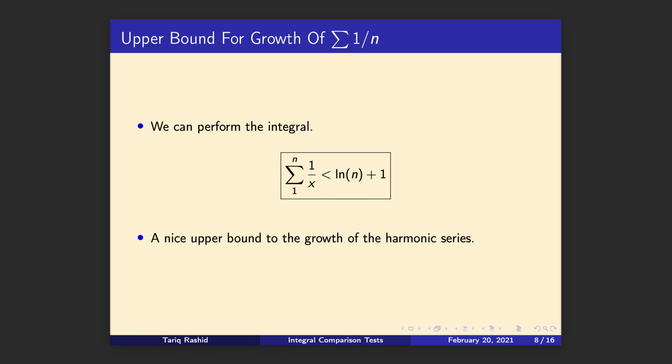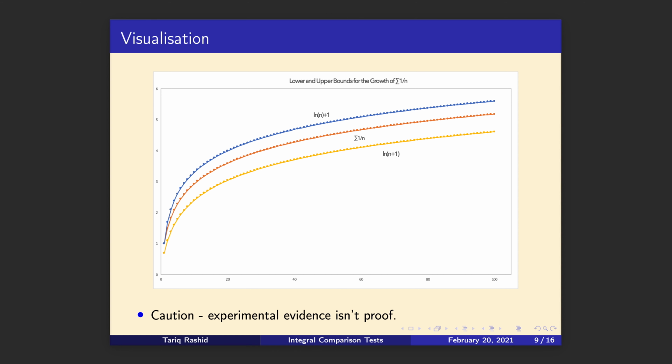And actually, let's just test that. Here's a visualization. It's experimental. It's not proof, but we didn't use this visualization to prove the lower and upper bounds. We actually derived them. We're just looking at them to see what they look like. And you can see the middle curve is the growth of the harmonic series, and the top one, the upper bound, is log n plus 1, and the lower bound is log n plus 1. So you can see how it works.